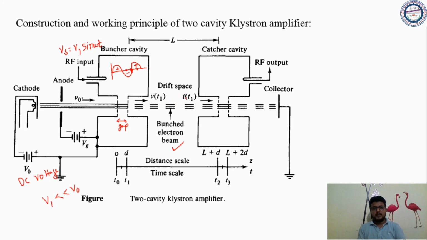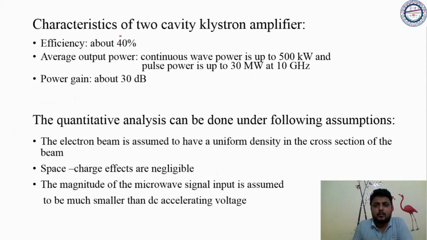So we have I_T1, and this is the modulated velocity V of T1. We will use this timeline while explaining the velocity modulation and the bunching process. So this is all about the working principle and construction of the klystron amplifier. Now we will see the characteristics of the two cavity klystron amplifier. Then we will see the velocity modulation mathematically and the process of velocity modulation. So these are the characteristics of the two cavity klystron amplifier.